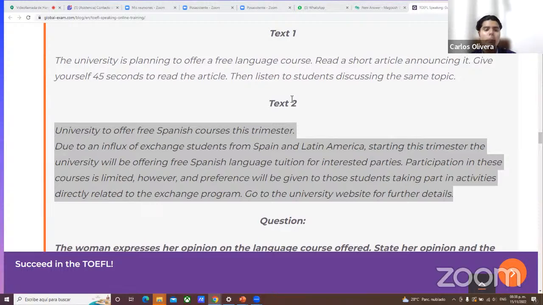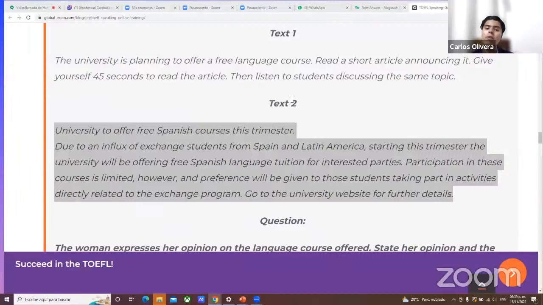It says, the university is planning to offer free Spanish courses this trimester. Due to an influx of exchange students from Spain and Latin America, starting this trimester, the university will be offering free Spanish courses tuition for interested parties. Participation in these courses is limited. However, preference will be given to those students taking part in activities directly related to the exchange program. Go to the university website for further details.